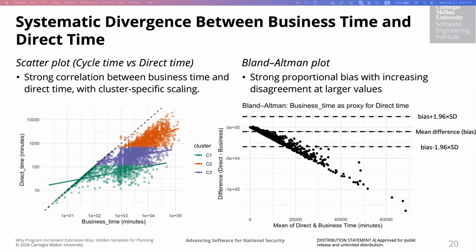If we see the divergence plots, we see a very similar thing as with the cycle time. We once again see the strong correlation between these two, but the same cluster-specific scaling is here on the right-hand side. The Bland-Altman plot still shows proportional bias that increases with magnitude. However, you might be able to notice a scale change in the range of differences.